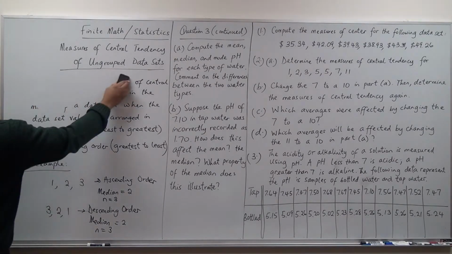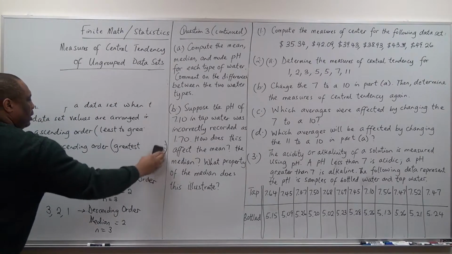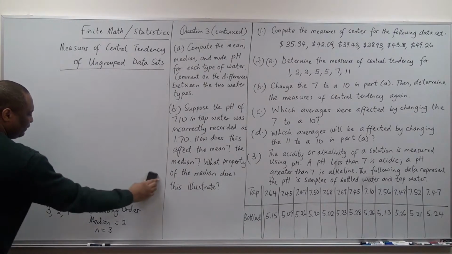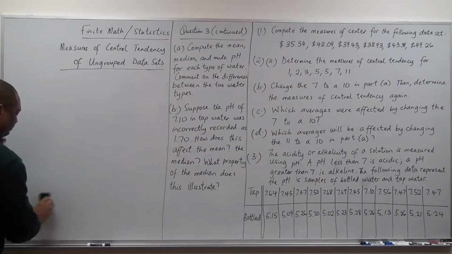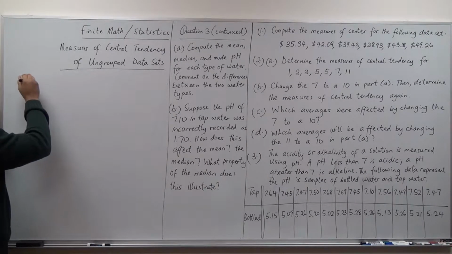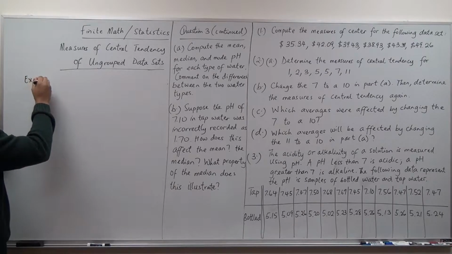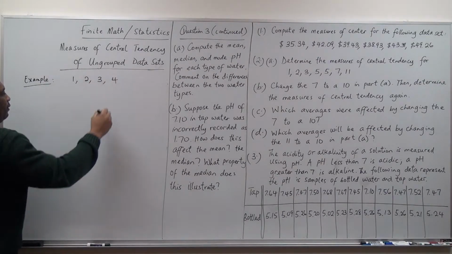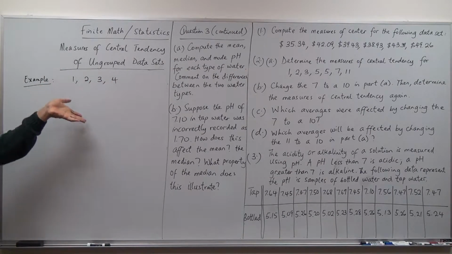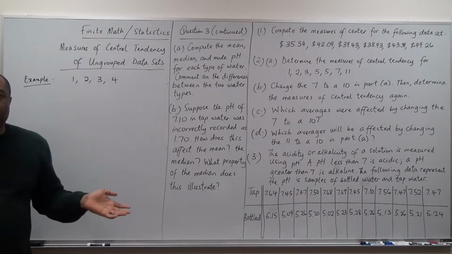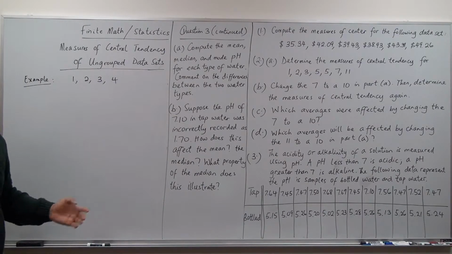What if we have an even number of data set values? How are you going to find the median? Let's say we have another example: 1, 2, 3, 4. This is arranged in ascending order, which is good, but the sample size is even. So how do we find the median?